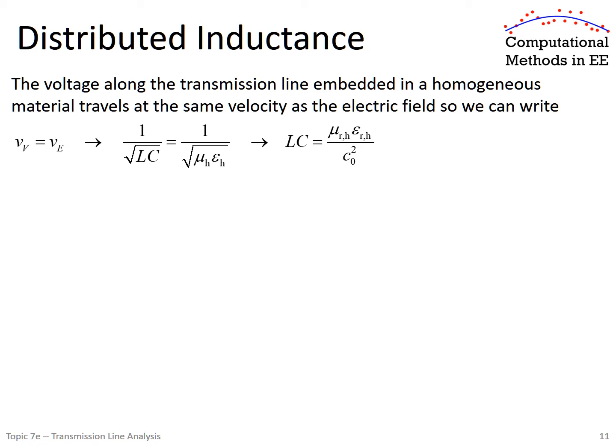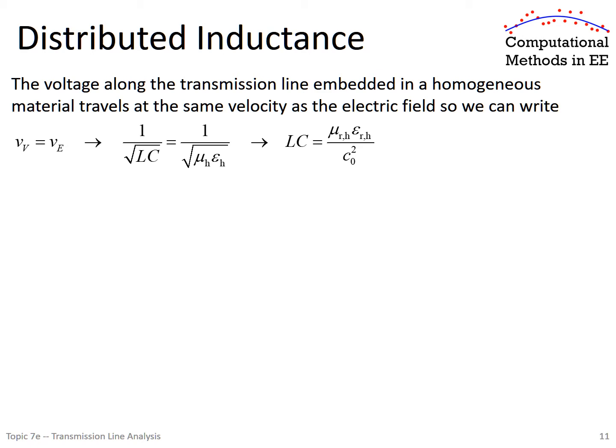If we look at the voltage and current signal on the transmission line, and we also look at the materials that the transmission line is embedded in and pretend that there was an electromagnetic wave traveling through that, those two signals would travel at the same speed. And so that's what this first equation is saying.